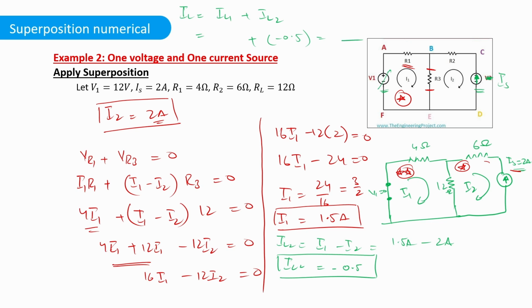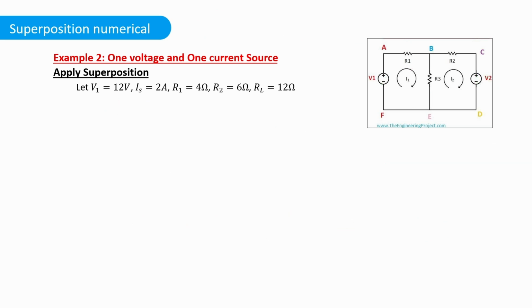Let me see what the value of IL1 was. IL1 previously was 0.75. Actually, I don't know how this PowerPoint software works. I am unable to edit the previous slide. So this was IL1, and IL2 we calculated as minus 0.5 ampere.